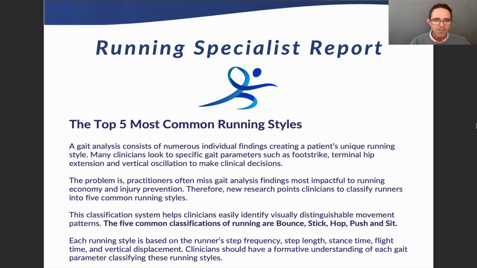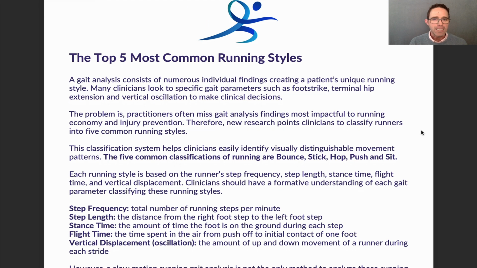And first, let's talk about the top 5 most common running styles. So a gait analysis for many PTs is going to be made up of a lot of individual findings from a running gait analysis. This would include things like foot strike, terminal hip extension, vertical oscillation, and we use those things to be able to make a clinical decision. Now, the problem is that many practitioners miss gait analysis findings most impactful to running economy and injury prevention. And therefore, some new research is pointing clinicians to classify runners into 5 common running styles.